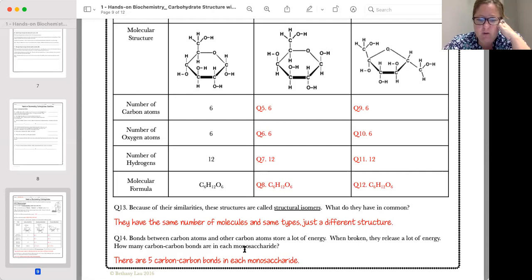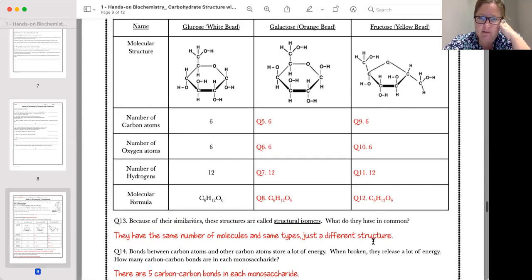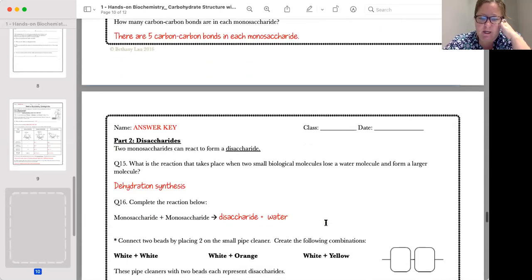The bonds between carbon atoms and other carbon atoms store a lot of energy. When broken, they release a lot of energy. How many carbon-carbon bonds are in each monosaccharide? There are 5 carbon-to-carbon bonds. If you look at the structure, you see that there's one carbon that's bonded to oxygen here. So there are 5 carbon-to-carbon bonds: 1, 2, 3, 4, 5. Those can be broken and release a lot of energy.